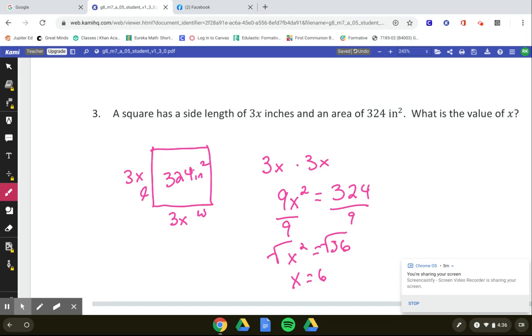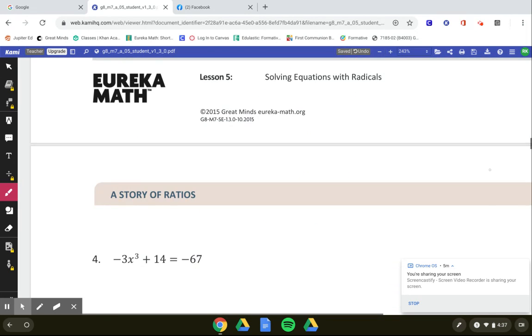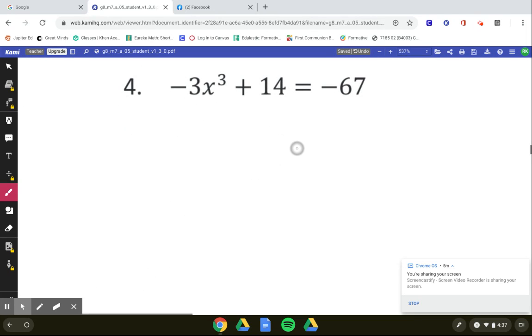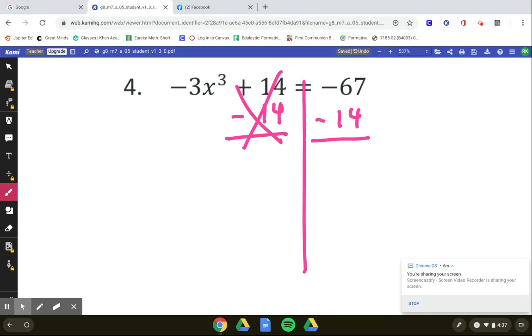Okay. We'll do one more problem together, and then I'll have you do the exit ticket on Go Formative. Looking at number 4, we have negative 3x cubed plus 14 equals negative 67. Our first task will be to get rid of this positive 14. So we're going to subtract 14 from both sides. Positive 14 minus 14 gives me 0, so I have negative 3x cubed equals negative 67 minus 14.